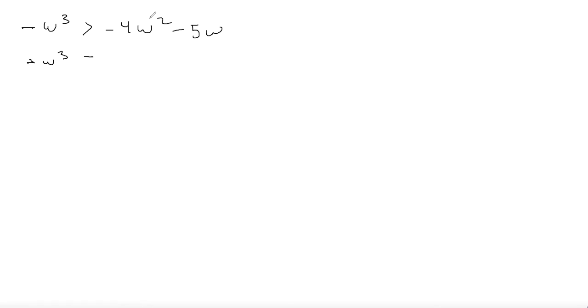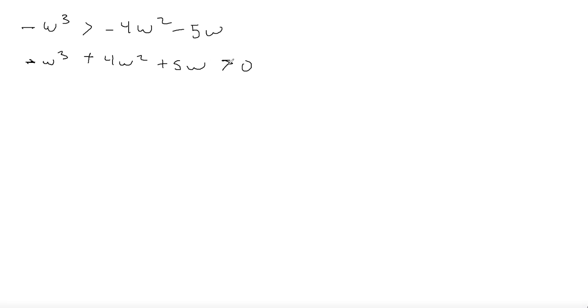And so if I add this over, that would be a plus 4w squared. If I add that over, it'll be a plus 5w, and that is greater than 0. So I'm going plus this over. I don't like that negative out front at all. That makes it harder to factor to me.